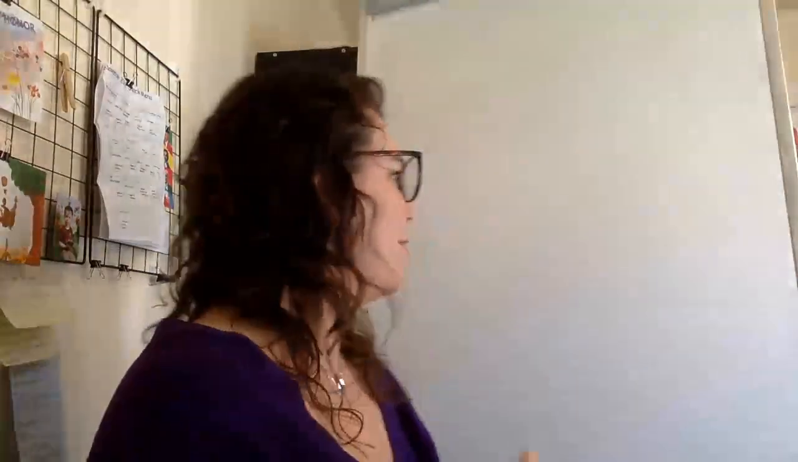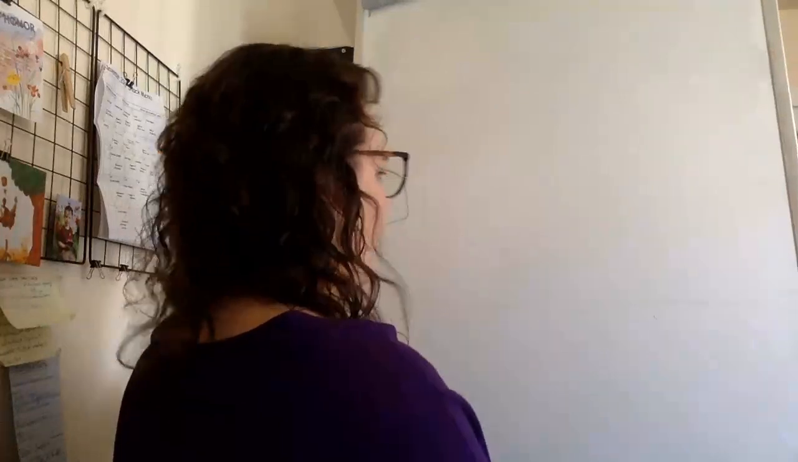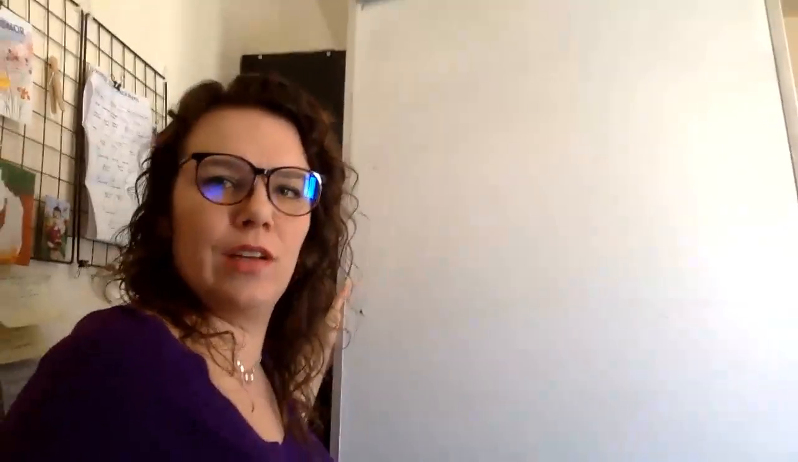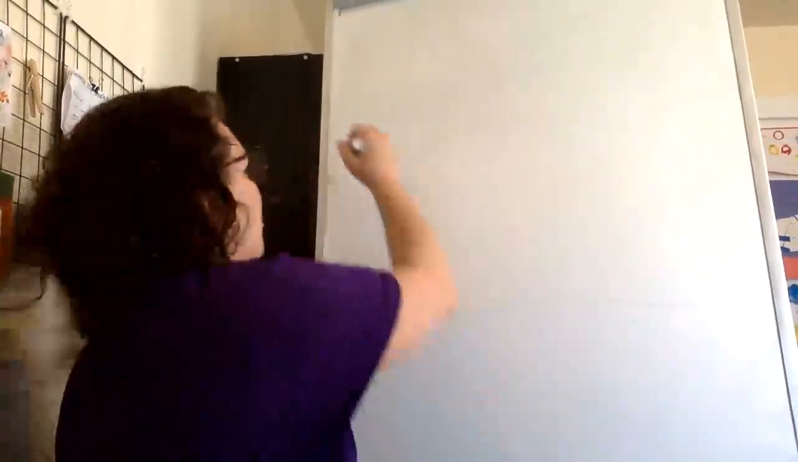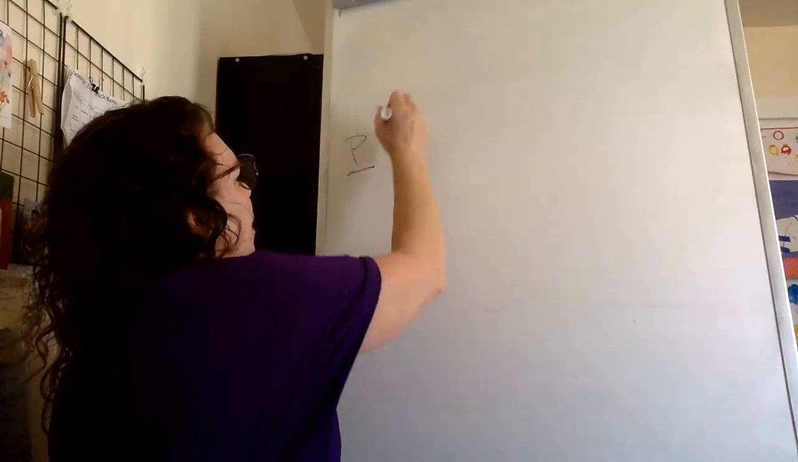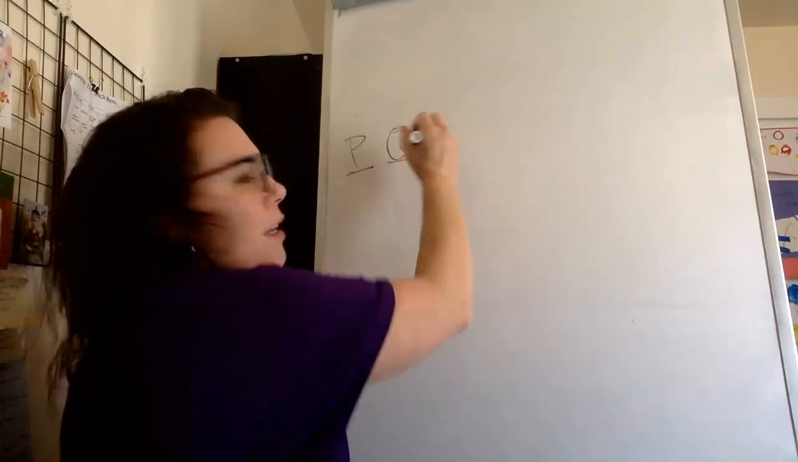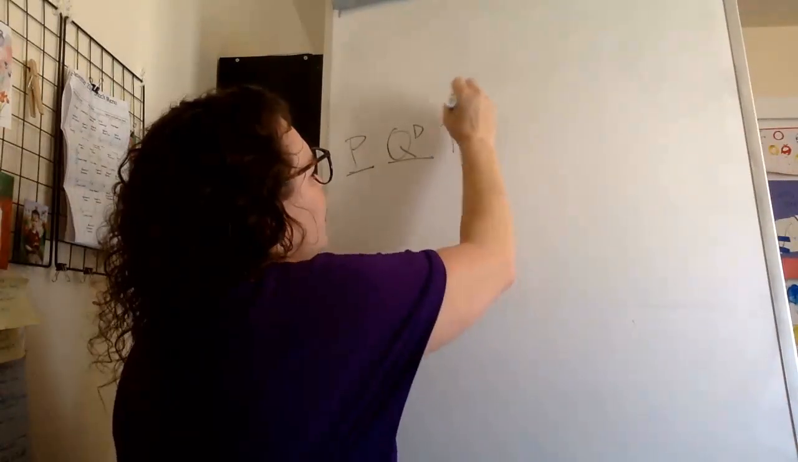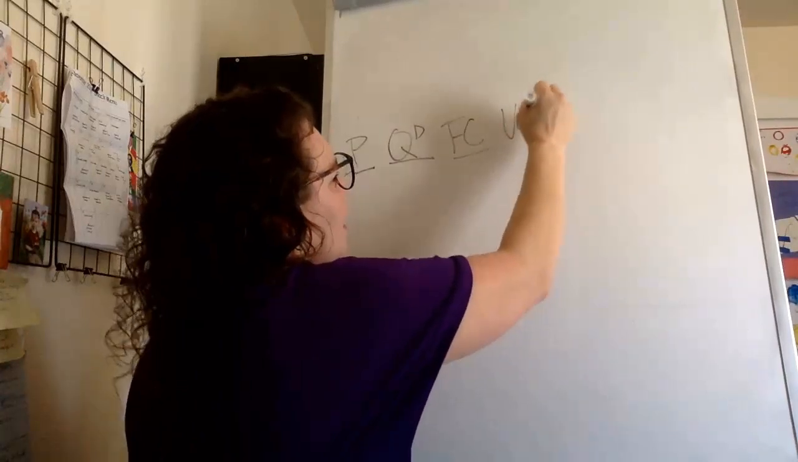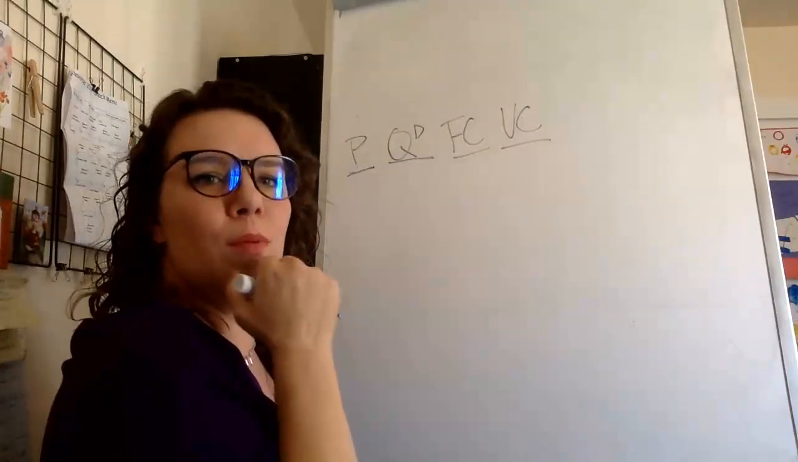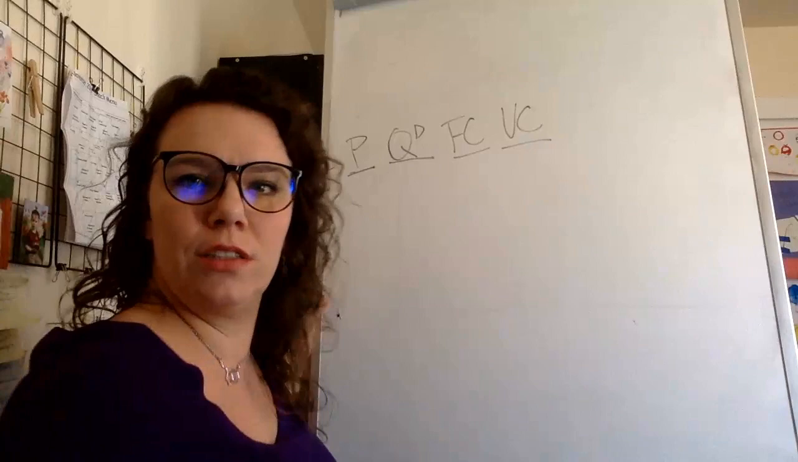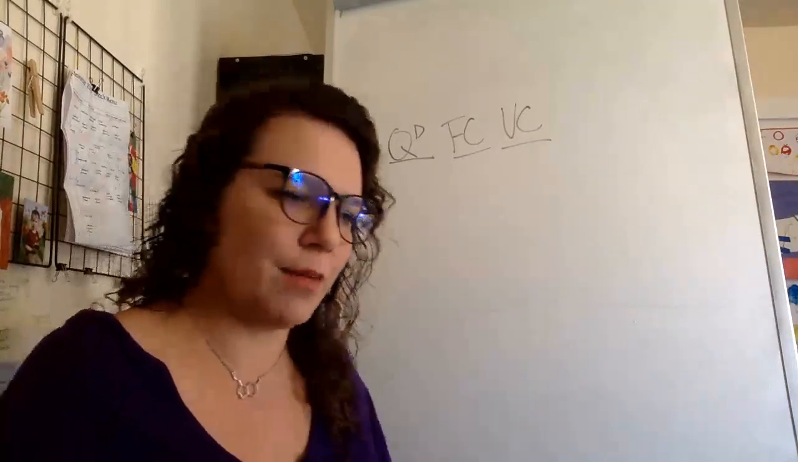Okay, so for this problem, we've got a couple of different pieces of information, right? Let me make sure I can see everything here. All right. We have the price, the quantity demanded, fixed costs, and variable costs. And so we go from a price of $10 to a price of $4.